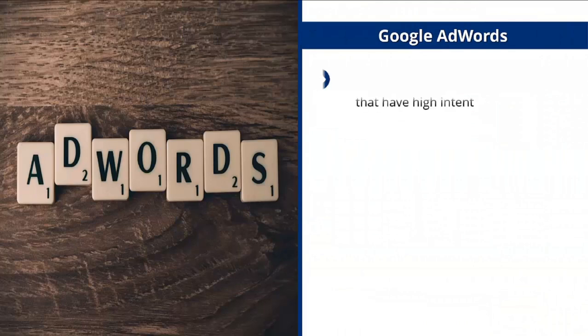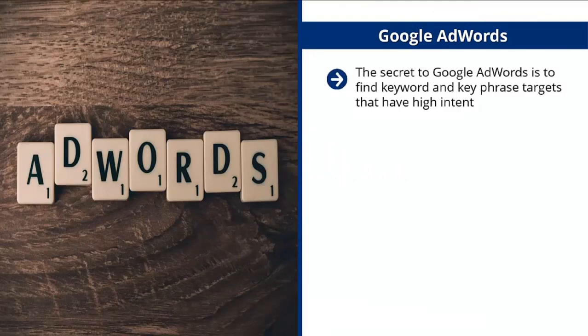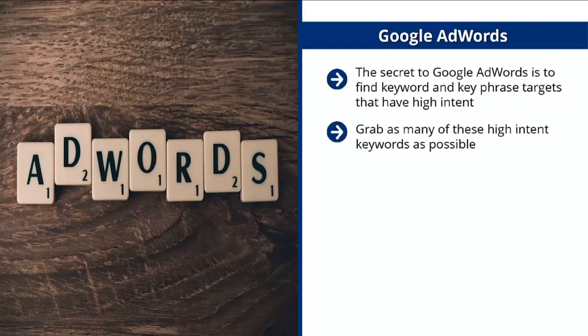Google AdWords. The secret to Google AdWords is to find keyword and key phrase targets that have high intent. In other words, just by reading these keywords, you can tell that the people typing them into Google really want to buy. Grab as many of these high-intent keywords as possible. Drive them all to your landing page. Make sure your AdWords and analytics accounts are linked. This should be enough to help you track which keywords produce the most clicks to your landing page.